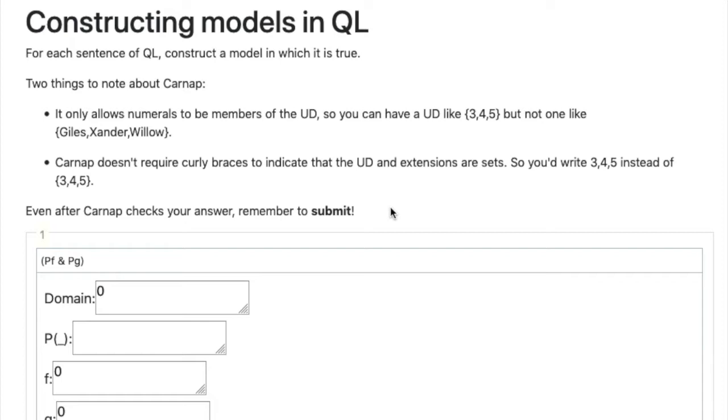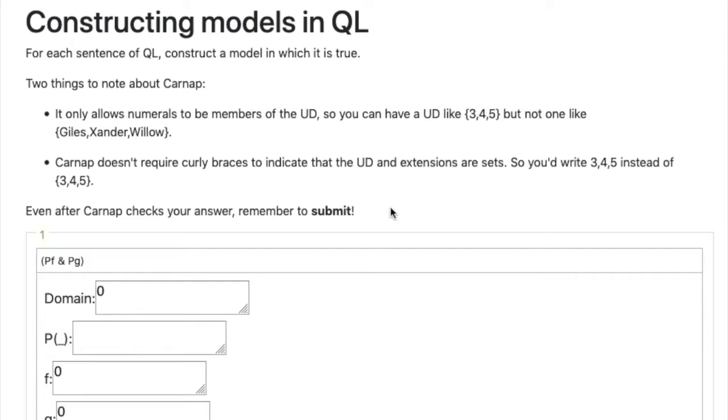Two things to note about Carnap. First, it only allows numerals, that is numbers, to be members of your universe of discourse. So you can have a universe of discourse like 3, 4, 5, but not one like Giles, Xander, and Willow. You can't have cities or continents or people or pets. You can only have numbers. And for reasons I explained in the earlier video, that doesn't actually lose us anything, because we can have things that are formally equivalent. We can let numbers stand in for whatever objects we wanted to talk about.